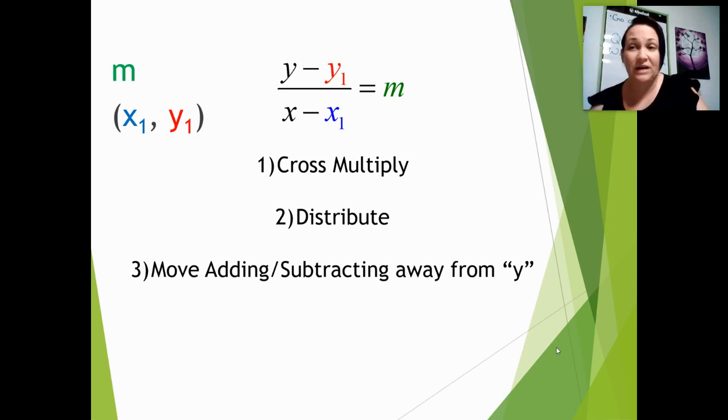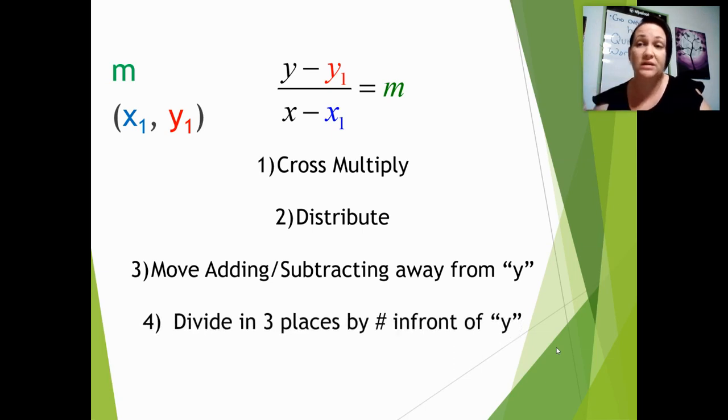And then our last step, and sometimes we don't have to do this, but if there's a number in front of the letter Y, then our last step is to divide in 3 places, divide the Y and the X and the constant all by the number that was in front of the Y. And after you've done those 4 steps, you should end up with slope-intercept form, Y equals mx plus b. So remember, that's our ultimate goal, is to get Y equals mx plus b.